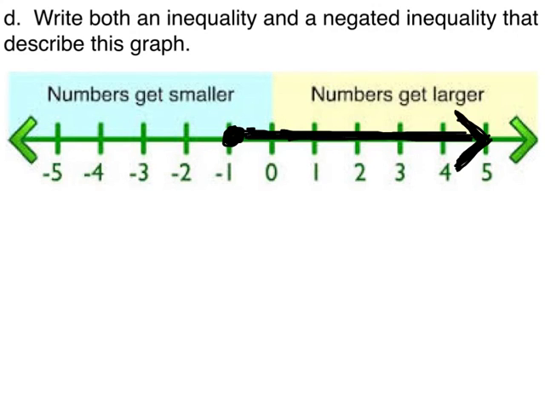Now look, we've got a closed circle, so we're going to say x, it's going to the right, so it is greater than or equal to -1. That's our inequality. Now, if it is greater than or equal to, I know that it is not less than -1.